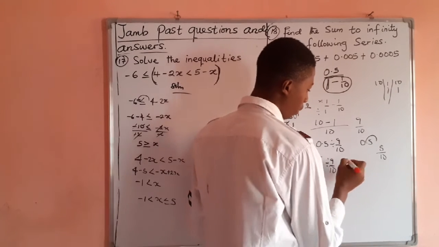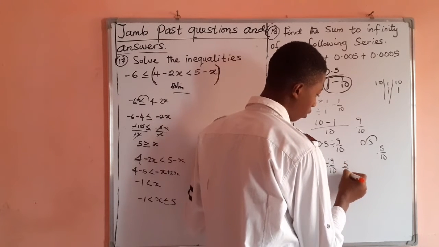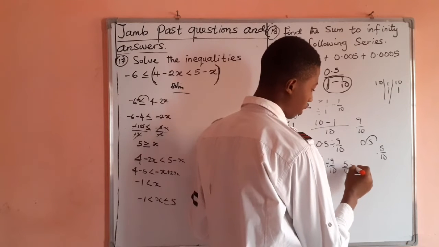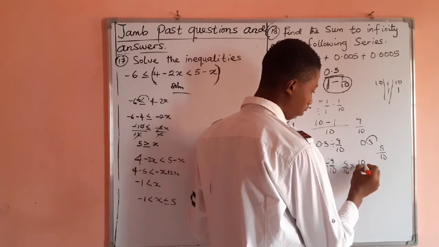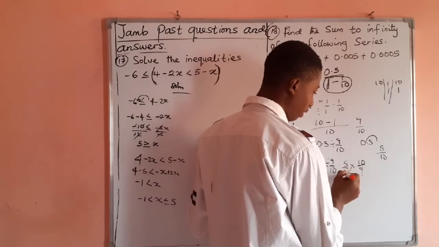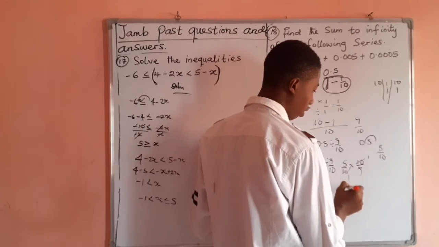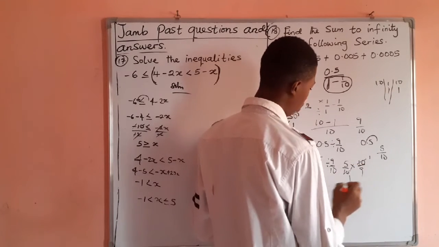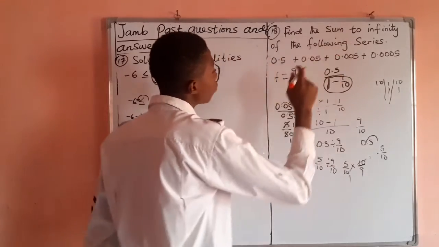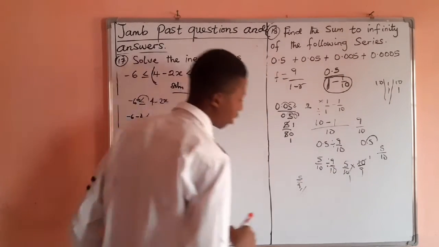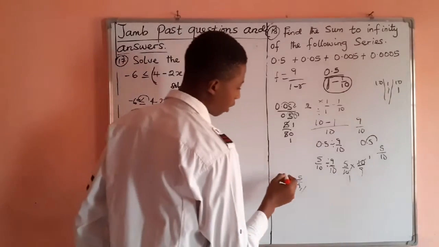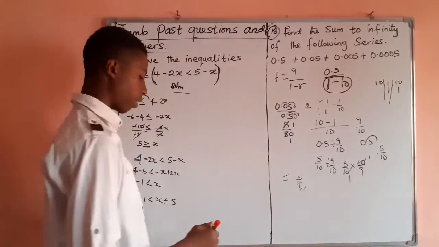Now remember your rule of math. 5 all over 10. To change the division sign to multiplication, you take the down one up and the up one down, which will be giving you 10 all over 9. We all know that 10 divided by 10 is 1. And then 5 cannot go in there. So our sum to infinity will be giving us 5 all over 9. This is our final answer.